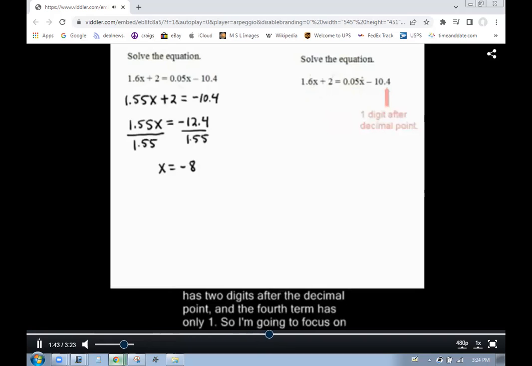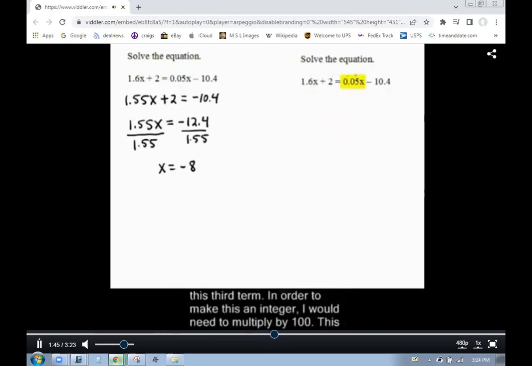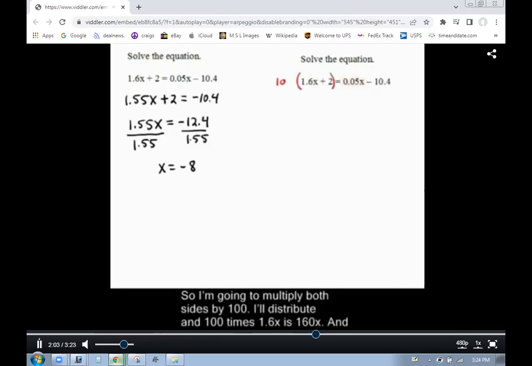So I'm going to focus on this third term. In order to make this an integer, I would need to multiply by 100. This would move the decimal point 2 places to the right, and I'd be left with an integer value. So I'm going to multiply both sides by 100. I'll distribute, and 100 times 1.6x is 160x, and notice I move the decimal point 2 places to the right.